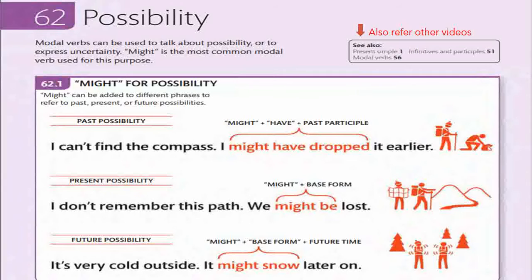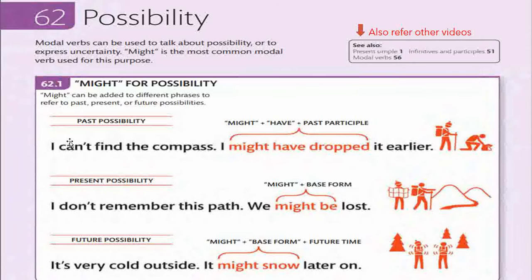So let us begin. The first pointer that we have is that might is used for possibility, and this word might can be used for present construction, past, as well as future. And how is the construction different? What word is added to it? We are going to explore that. Might can be added to different phrases to refer to past, present, or future possibilities.